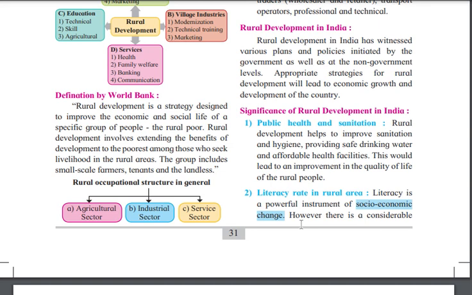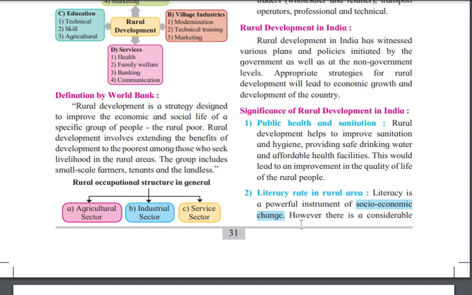So here they are saying the significance of rural development in India. The first point is public health and sanitation. Rural development is important for public health and sanitation. If the rural area develops, automatically public health in the villages will be sanitized. Rural development helps to improve sanitation and hygiene, providing safe drinking water and affordable health facilities in villages, and this leads to an improvement in the quality of life of rural people.